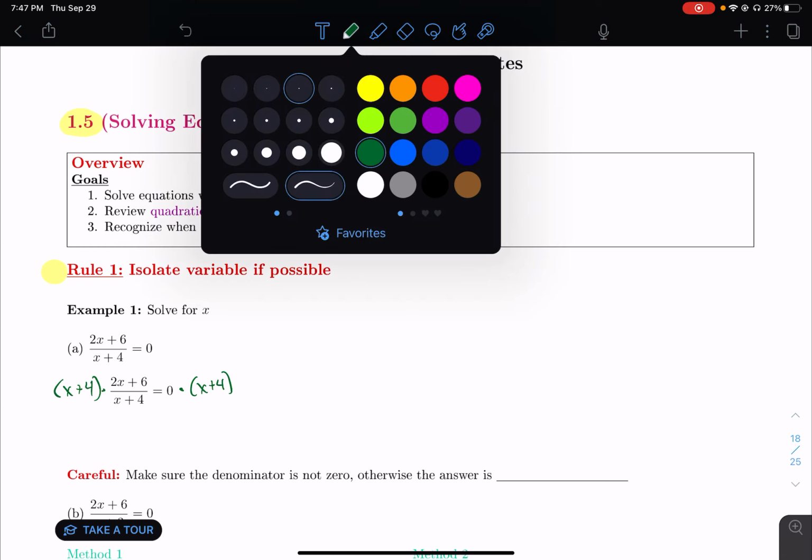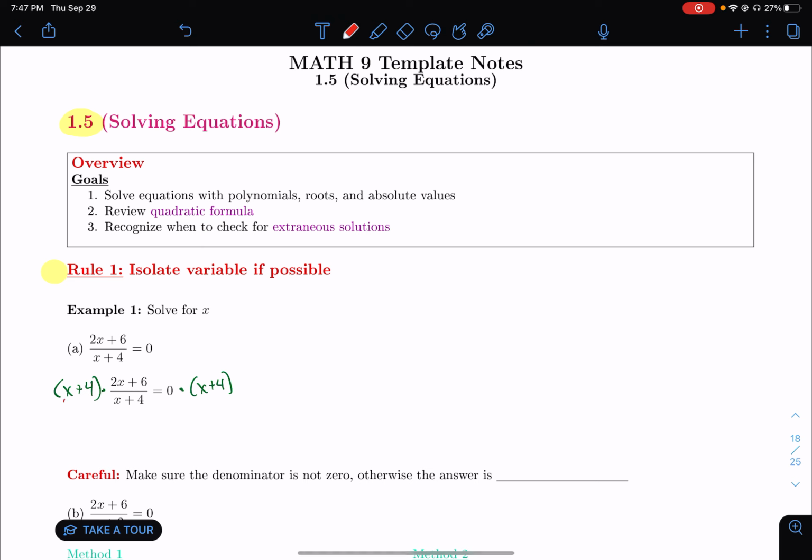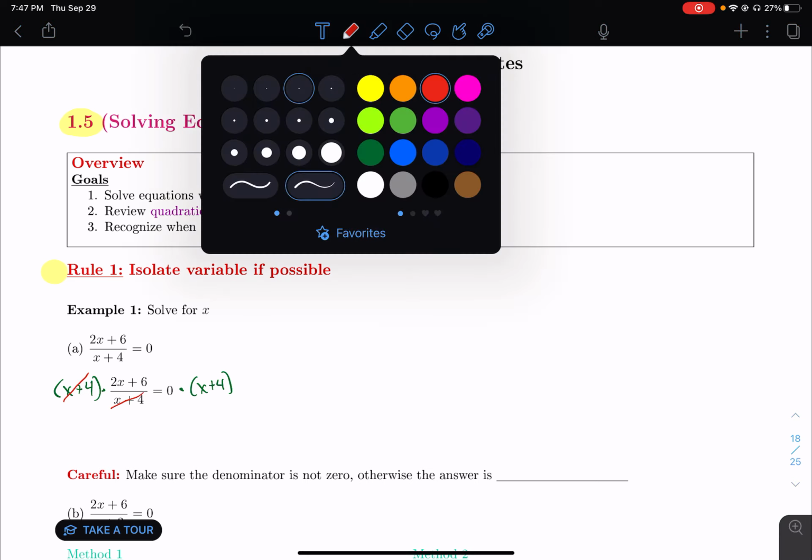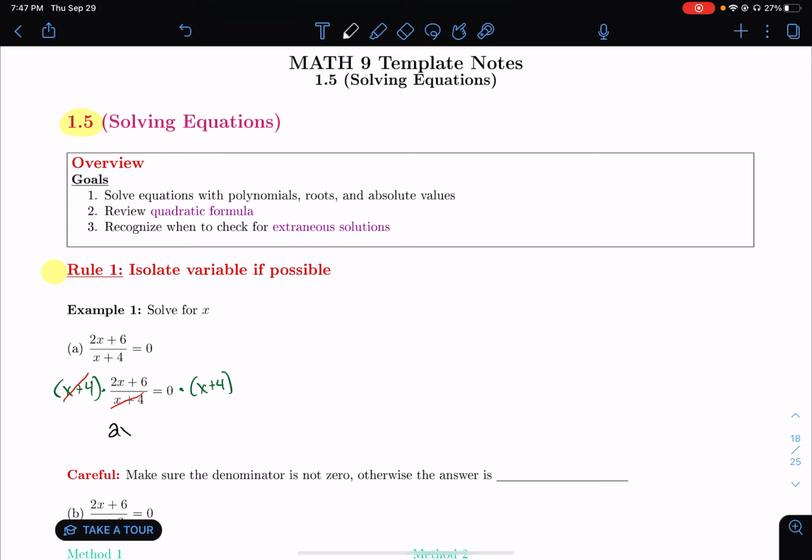When we do that, on the left-hand side, this x plus 4 cancels that x plus 4 in the denominator, and we'll end up with just 2x plus 6 on the left, equals, and then 0 times anything is 0. All right, and now I can move the 6 over. So 2x equals negative 6. And then dividing by 2, we get that x equals negative 3.